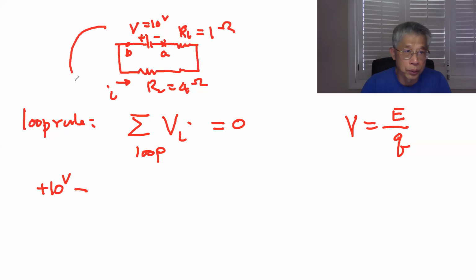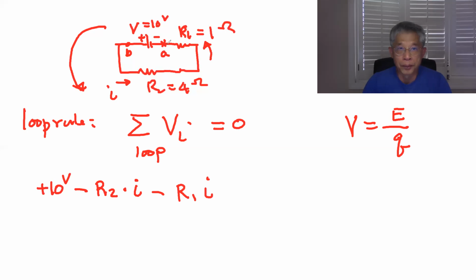So now your loop is going this way. So you have minus R2 times I. And then you keep going, now I've come to here, and this is the same current because it's in the same loop. So the current is the same. So you have minus R1 I. And now you're back to A.